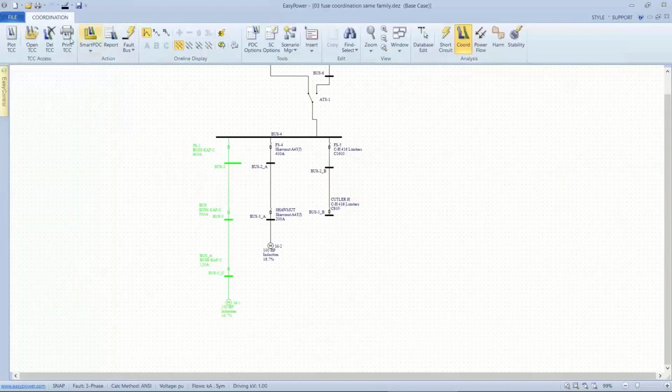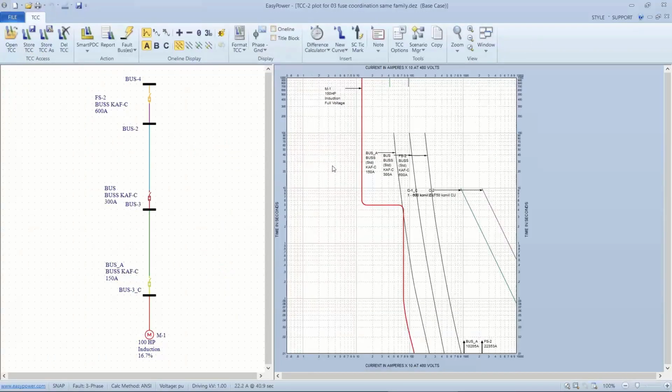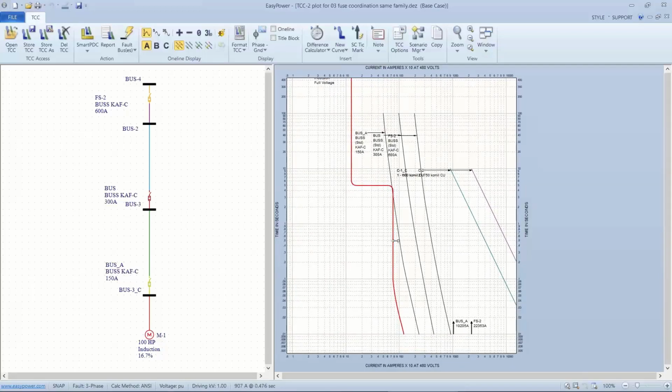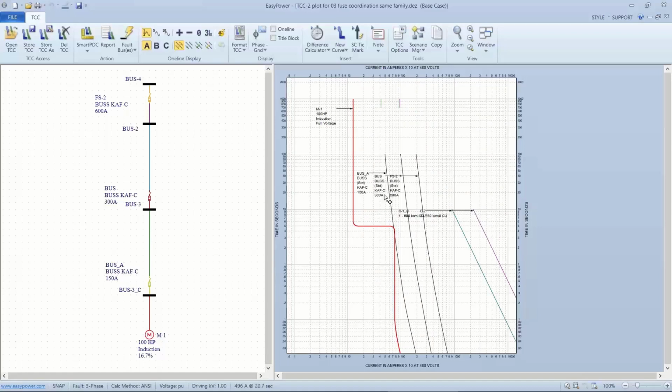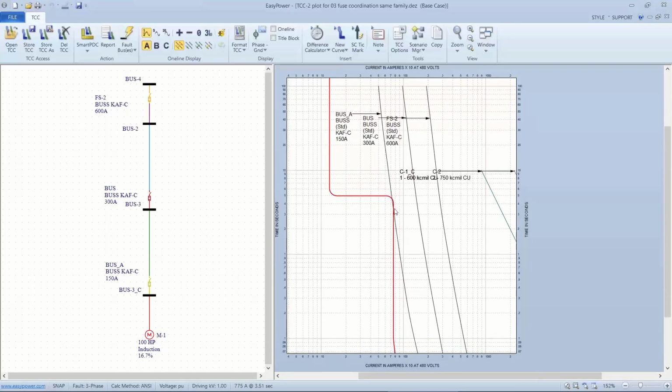If I plot this feeder, I can see, in fact, I do have the ability. So coordination is defined as these curves never touching each other. And so the fact that they're parallel gives me a level of confidence that I will have series coordination. Now, the fact that it intersects my motor starting curve gives me a little bit of pause.